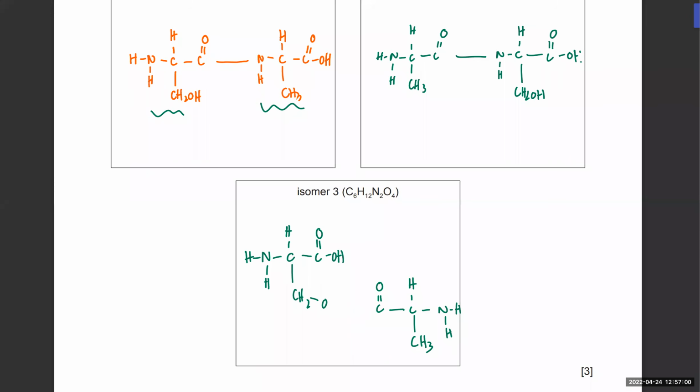So in this case, you get an ester link. ठीक है सर, पहले दो में अमाइड और आखिरी वाले में एस्टर. पहले दो वाले में अमाइड बना और आखिरी वाले में एस्टर.